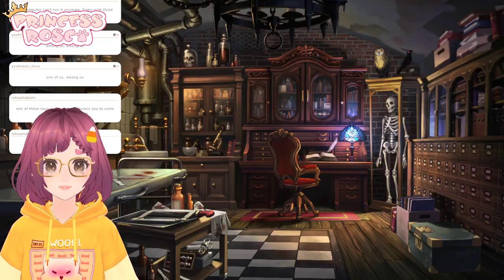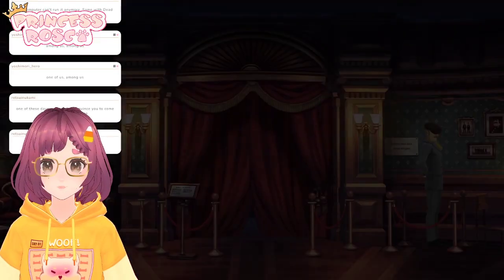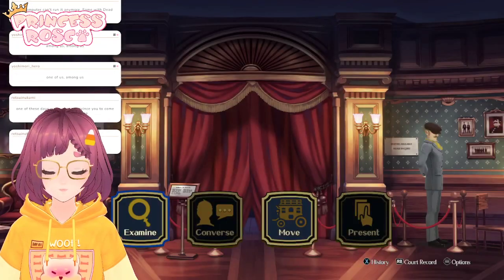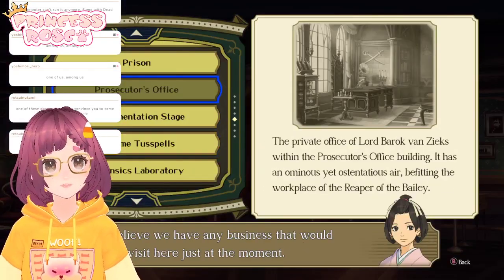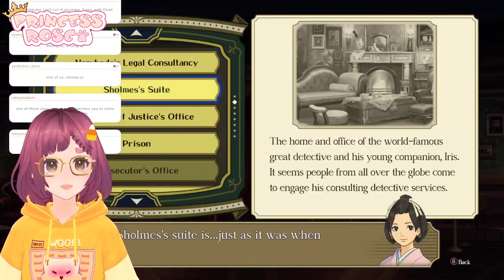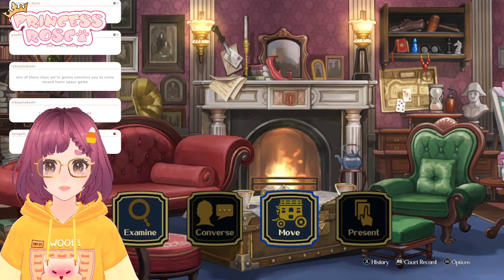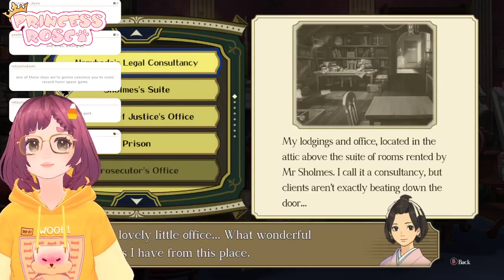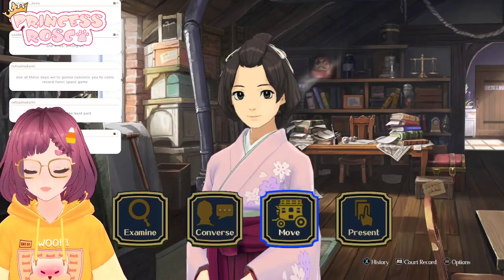Okay, so I guess we can't do that. What are we supposed to do? What if I... no, it's annoying. What if we go back to Shulm Suite? Nope. Now we go to the worst part of this game. Trying to figure out what will trigger a new dialogue tree.